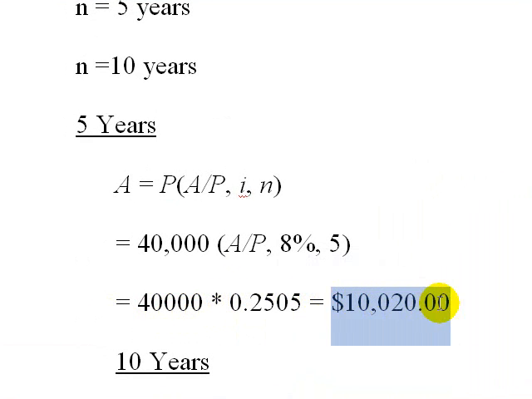That means if she goes for the 5-year plan, she will have to pay $10,020 each year to the bank. So that's the first answer.